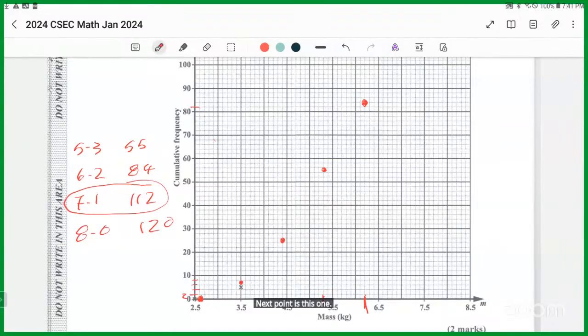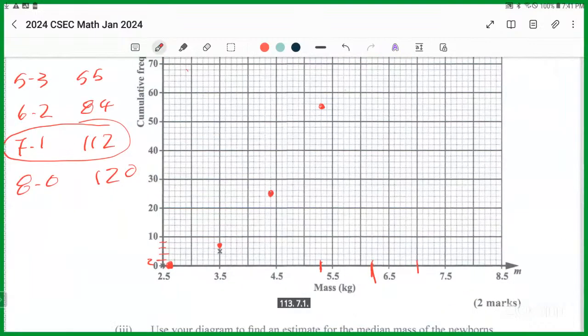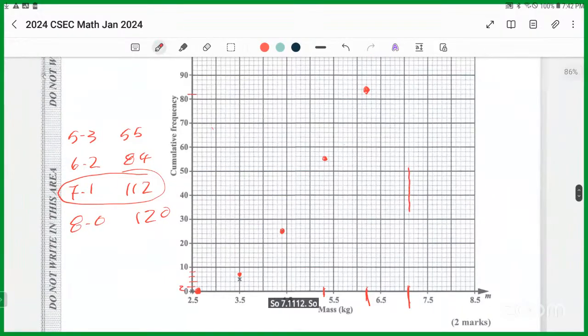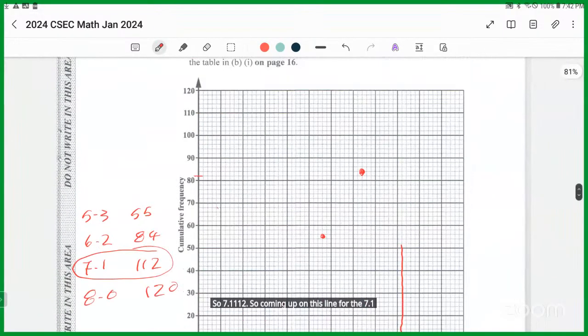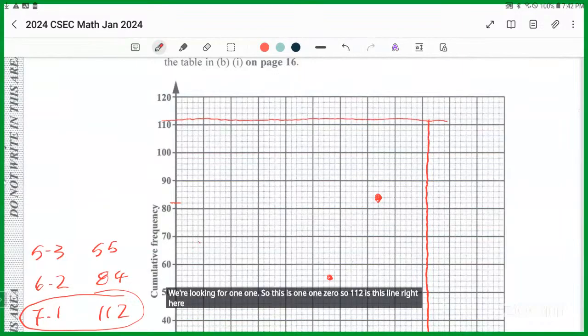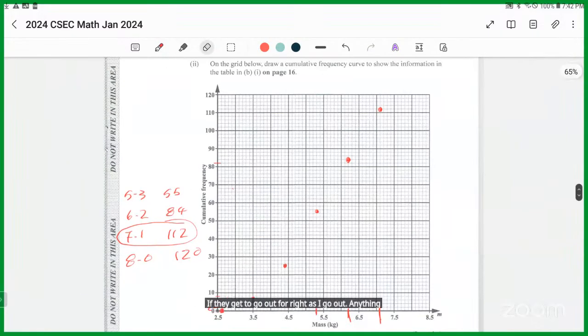7.1, 112. So this would be 7. 7.1 is here. So 7.1, 112. Coming up on this line for the 7.1, we're looking for 112. So this is 110. So 112 is this line right here. We're going to come up on this line. So we're talking about this point. You have to get the graph right. Anything on graph paper, you make sure you get it right.